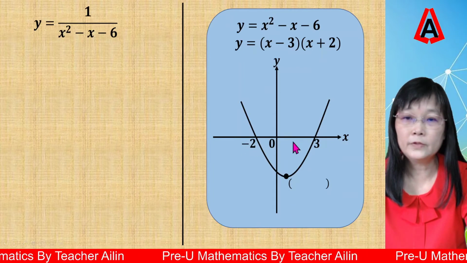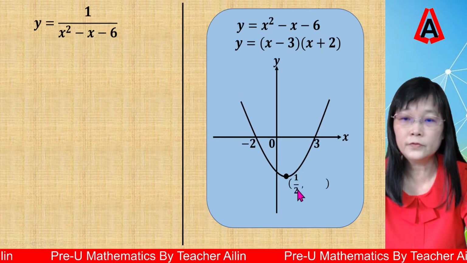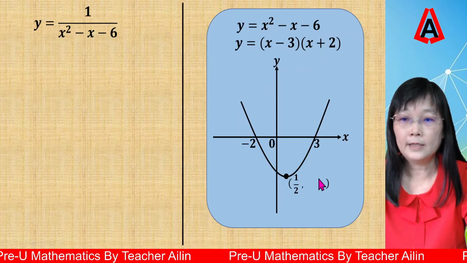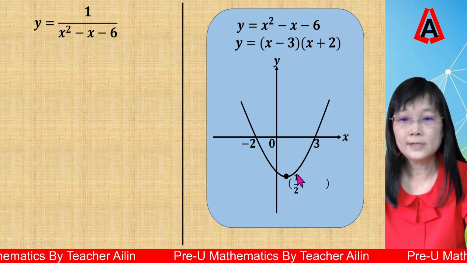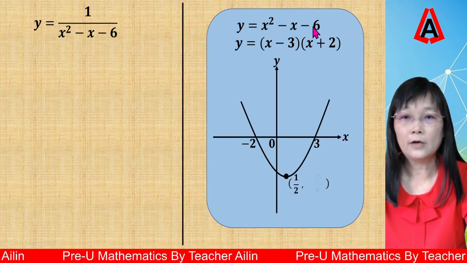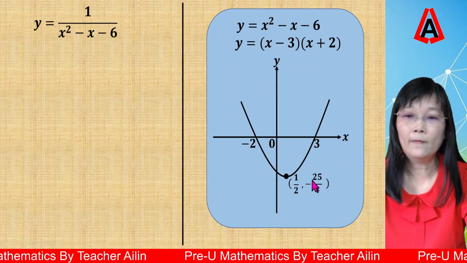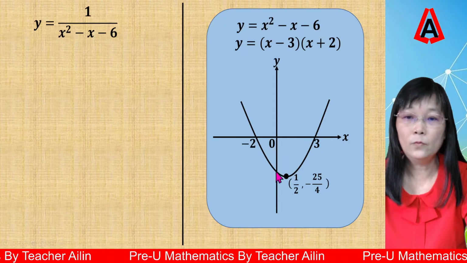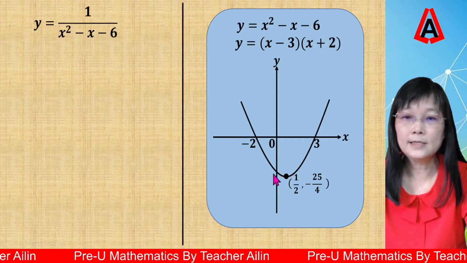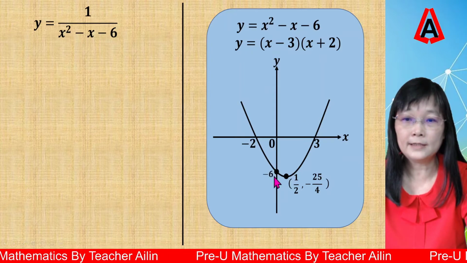The midpoint between negative 2 and 3 is 3 plus negative 2 over 2, that is 1 over 2. And for the value of y, we simply substitute this value of x into this equation. Now we get the y value is negative 25 over 4. Then followed by the y-intercept. The y-intercept is when x is equal to 0, y is negative 6.